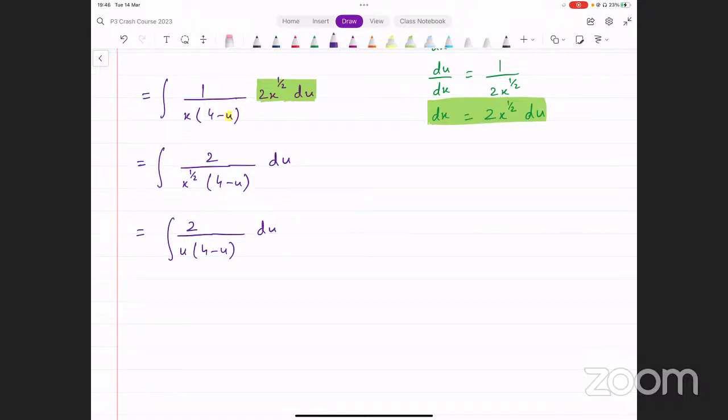All right, so you first have to convert everything in terms of u. Once you're done with that, after that, you can try to integrate it. Okay.